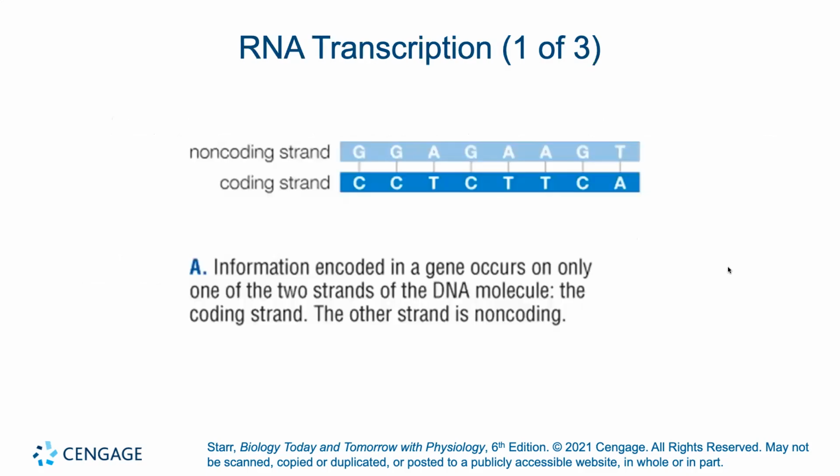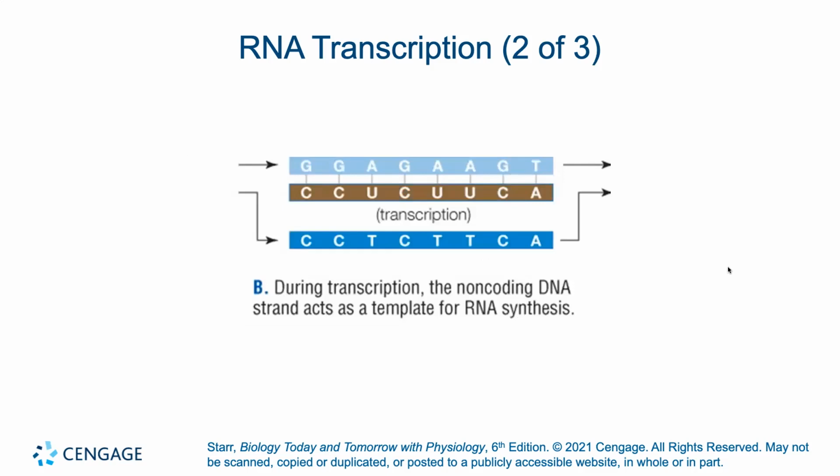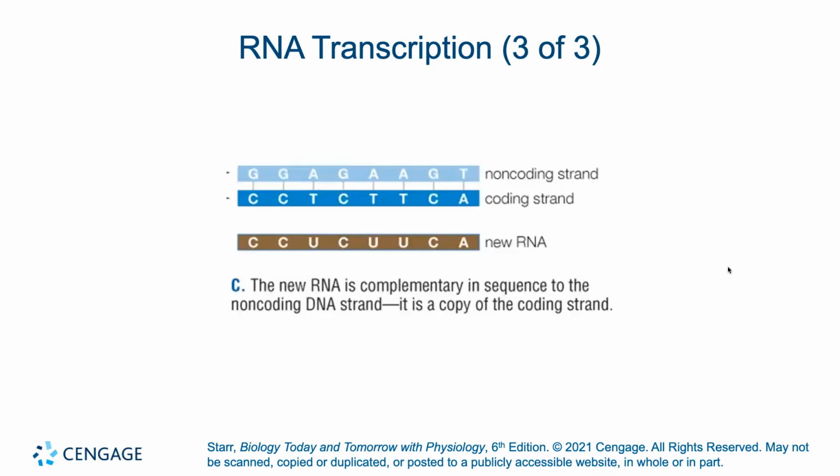So if we look here, you can see that you've got two strands in the DNA, the coding and the non-coding strand. They're complementary. This is just a diagram. Remember that this is going to be double helical in the actual molecule. And then during transcription, the non-coding DNA strand is a template for the RNA synthesis, and we make a copy of that. And then that new RNA, which is complementary to the non-coding strand, is going to code for the amino acids that are going to be incorporated into that particular protein.